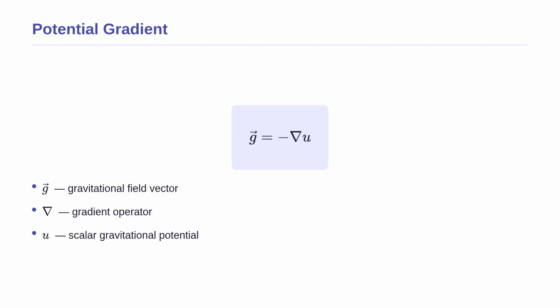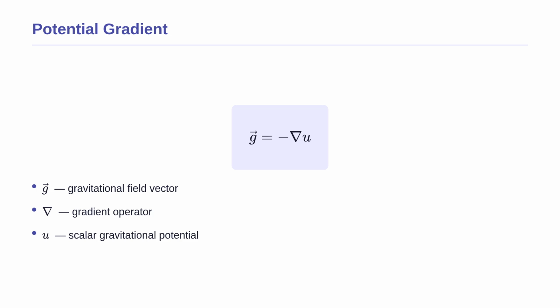With Newton's law in mind, let us connect the gravitational field to our scalar potential. Because the gravitational field is conservative, we can express it as the negative gradient of the scalar gravitational potential, denoted by U. The gradient is a mathematical operator that points in the direction where a value increases the fastest, much like pointing straight up the steepest part of a hill.